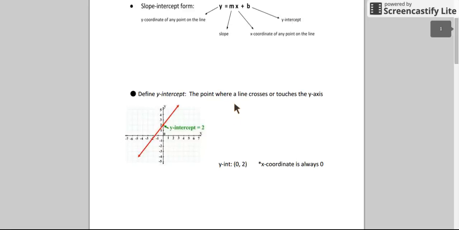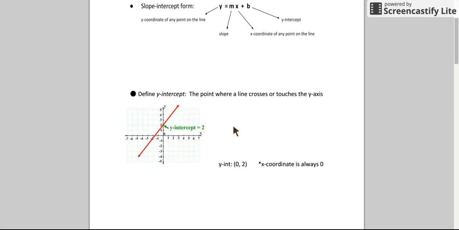First, let's talk about what a y-intercept is. What is this b being represented? A y-intercept is where the graph or the line crosses the y-axis, or it could just touch the y-axis. When you get to more advanced math, it may just touch the axis. But for our purposes, we'll see it go all the way through the y-axis, so it will cross it. That point, or that coordinate, is called the y-intercept.